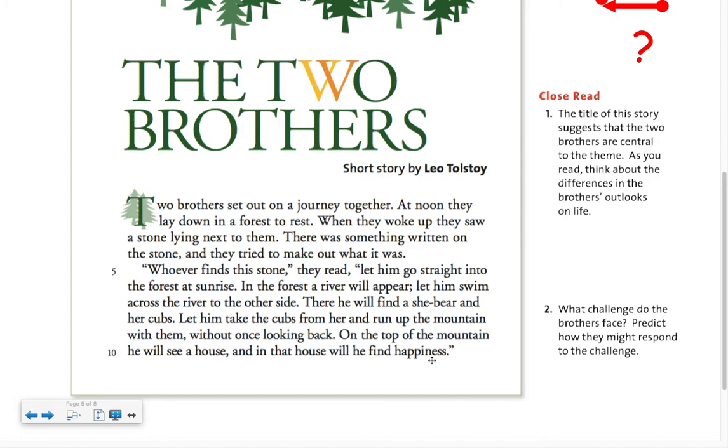So after reading this note that's on the stone, I see that it's about happiness and finding it. That's interesting. But I'm going to continue reading.